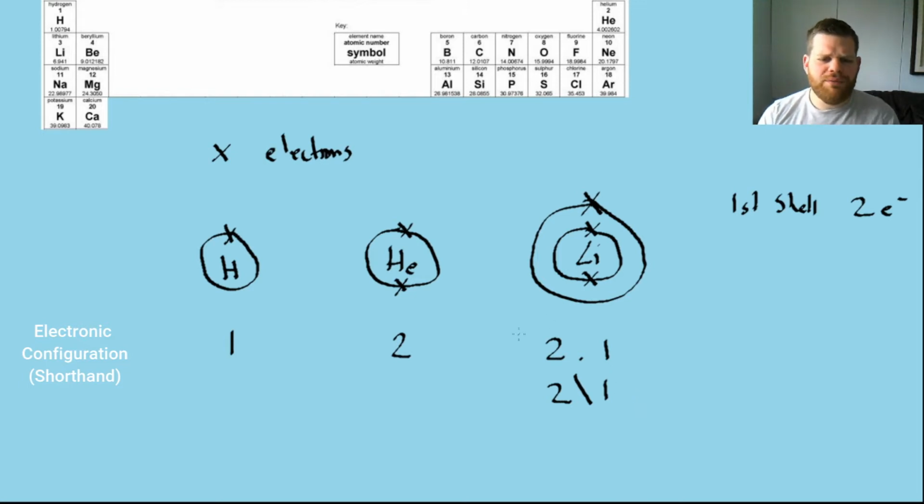Now we've drawn this in a number of different ways here. We've got a dot and cross diagram, which is how we can illustrate our electronic configuration, and then we've got the written version of the electronic configuration, the shorthand. So how does it progress further down the line? What I'm going to do is get rid of these examples here, and we're going to look at each one as we go up to the 20th element.